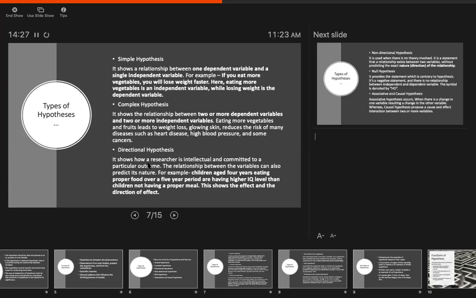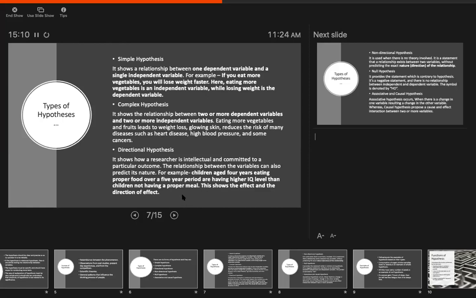Now talking about directional hypothesis. A directional hypothesis shows how a researcher is intellectual and committed to a particular outcome. He has a particular outcome in mind. He needs only that outcome. So it is going to show the relationship between only those variables that are going to predict and their nature. For example, children aged 4 years eating proper food over a 5-year period have a higher IQ level than children not having a proper meal. Here he is trying to find out the effect and the direction of the effect.